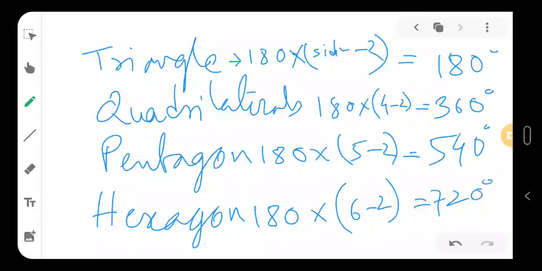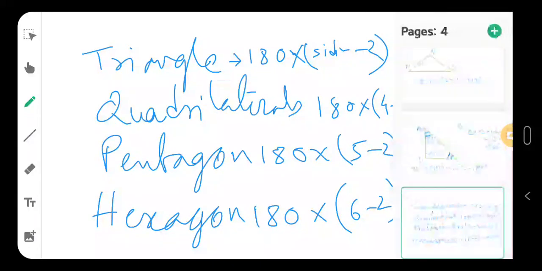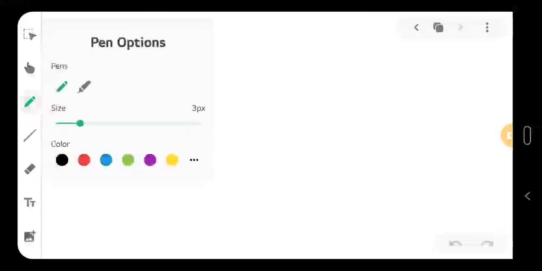Why 6? Because there are 6 sides. So this is the general formula. You can find out the sum of all angles in any polygon using this formula, 180 into sides minus 2. Now let us look at some more information about it.